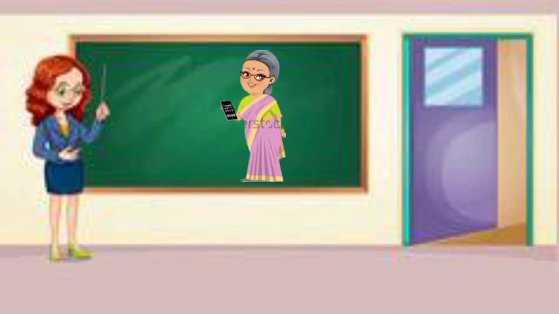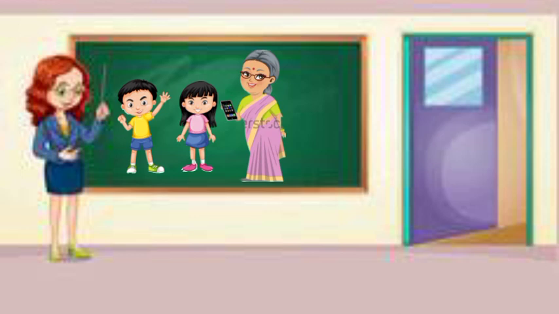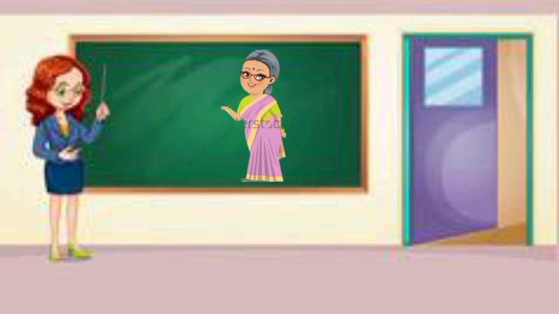Grandma was really happy looking at the mobile phone. But at the same time, she was little bit worried. Why was she worried? Yes, because she did not know how to use the phone. But Sohan and Sweetie told her not to worry as they will help her.